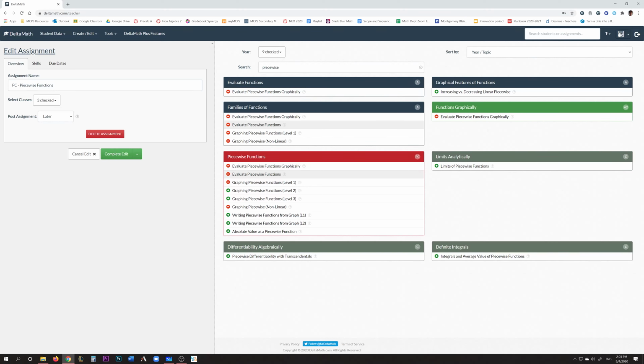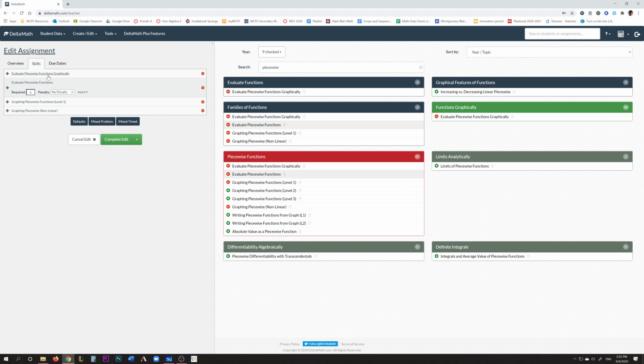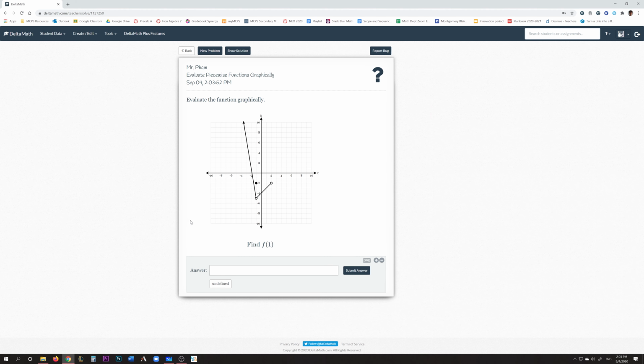Alright class, today we're going to be going over some examples from the Piecewise Functions Delta Math assignment. So the very first skill is to evaluate piecewise functions graphically. So when you are evaluating a function graphically, you are going to be provided with a graph, and you'll be given a problem where it says find f of blank. So in this case, we're finding f of 1.